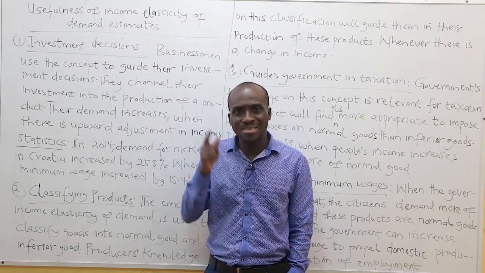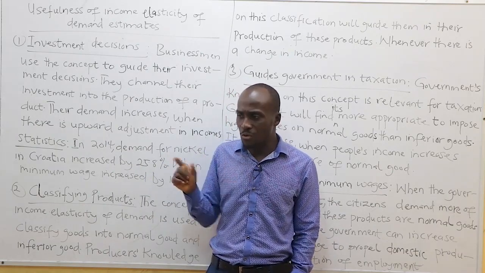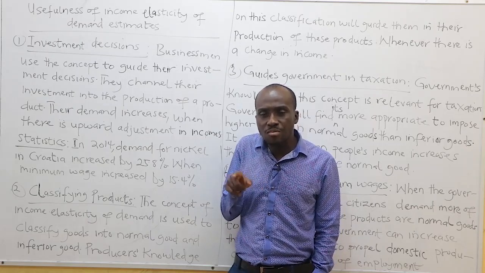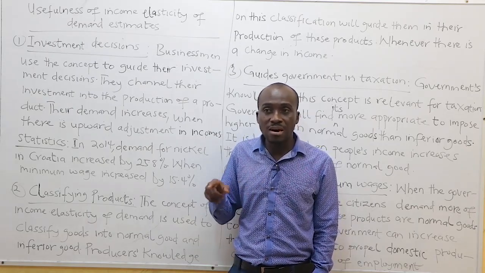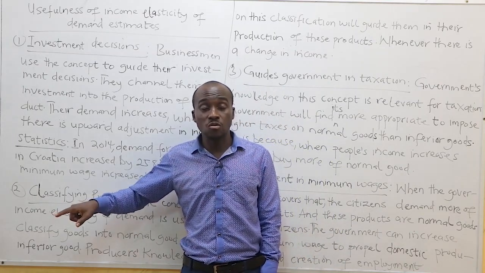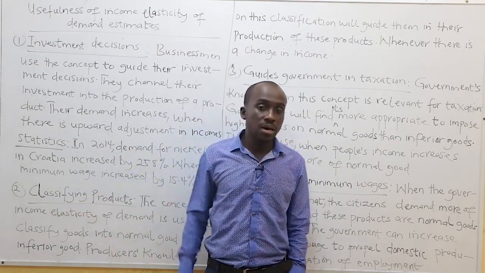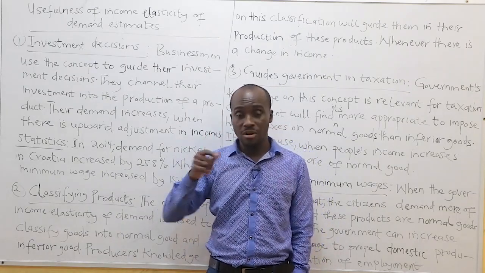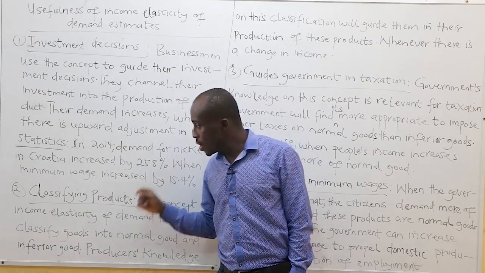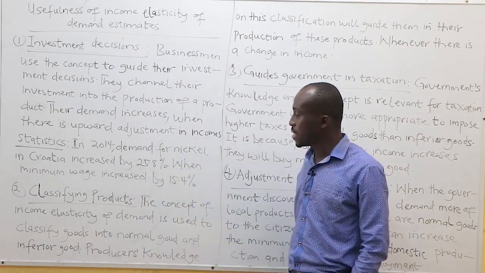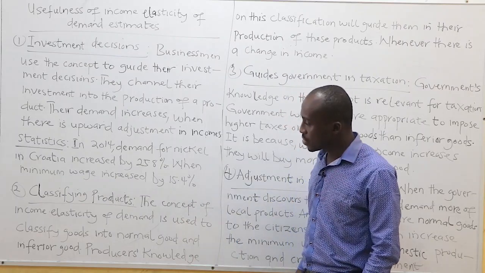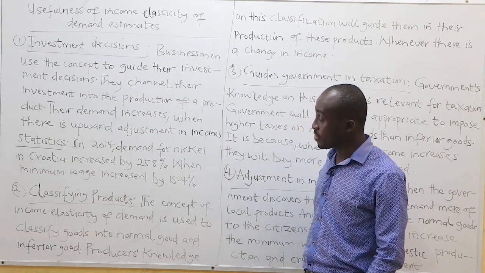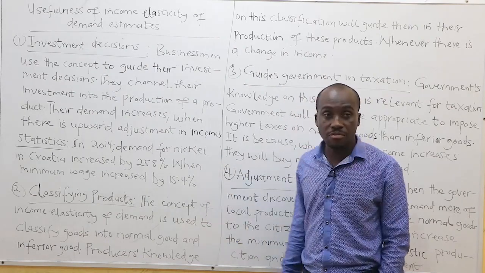Any person who is serious about doing business will identify goods that are normal goods, so that whenever he hears that the minimum wage is going to increase or private companies are going to increase their workers' salary, he is assured that the consumption of his product is going to be high. And that's what it's supposed to be. It is a way of showing your agility to understand how the market works, right? As you saw in Croatia in 2014, the demand for nickel, a metal, increased by 2.5% when the minimum wage increased by 15.4%.